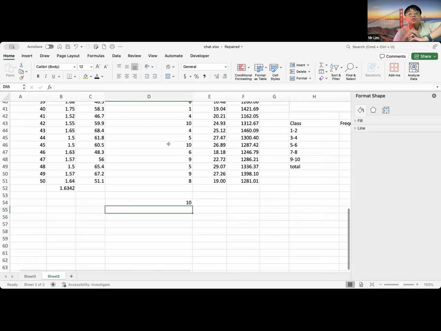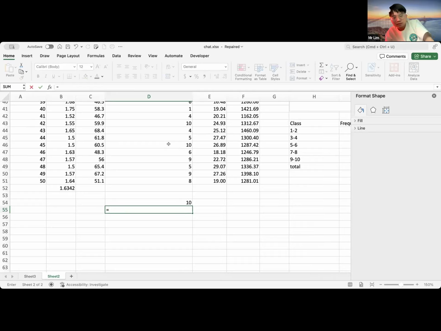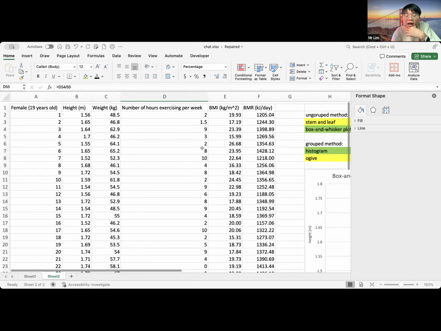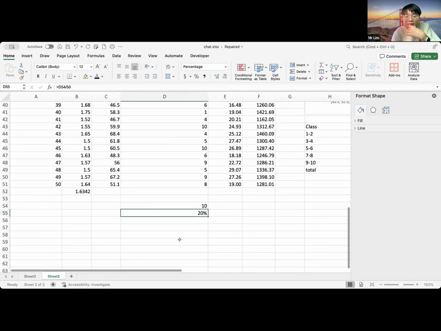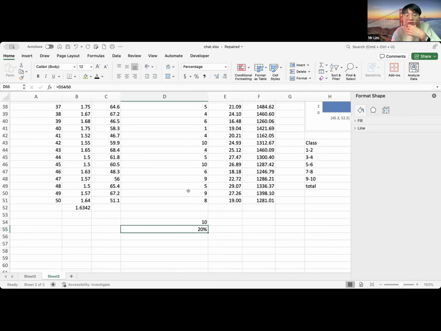Let's just be honest to our data. If this is 10, now I want to get the percentage. The percentage is equal to this divided by my total number, 50. That is 0.2, let's make it a percentage. So it's 20%. This is based on my data. I have a sample of 50, and my percentage is 20%. Let me stop sharing and go back to the paper again.